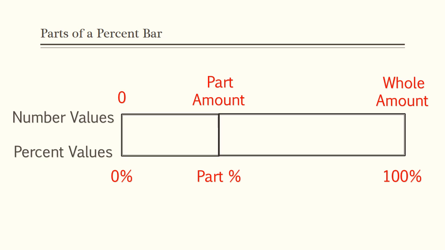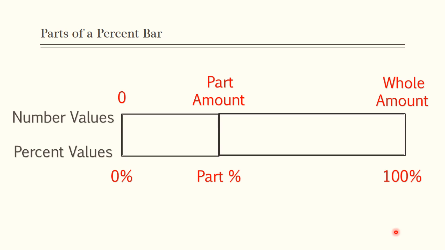The top of our percent bar always represents the numbers, and the bottom always represents our percents. So this is going to help us set up proportions where we have number over percent equals number over percent. The end of our percent bar is always 100%, which is what we would consider the whole amount. If we're thinking about a quantity, it would be the whole.